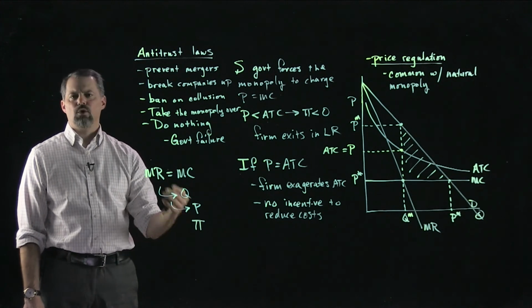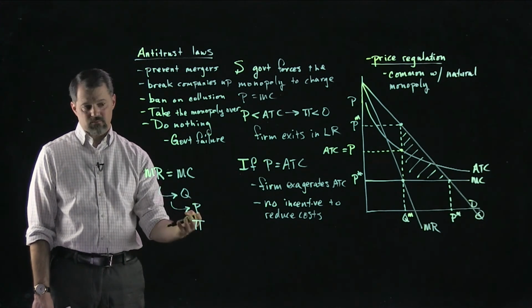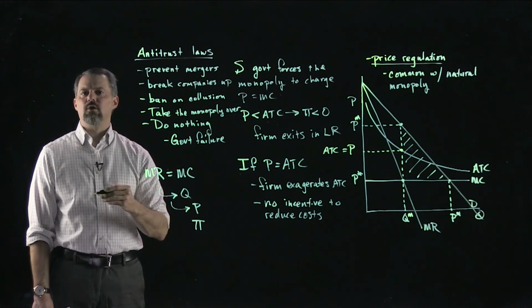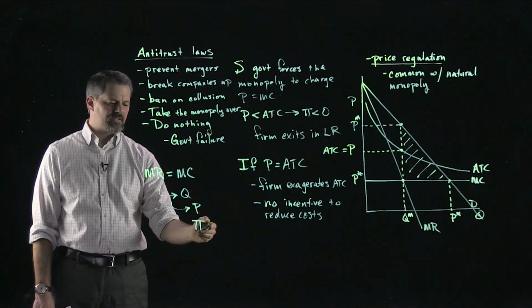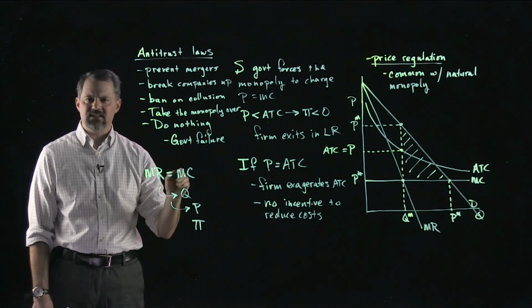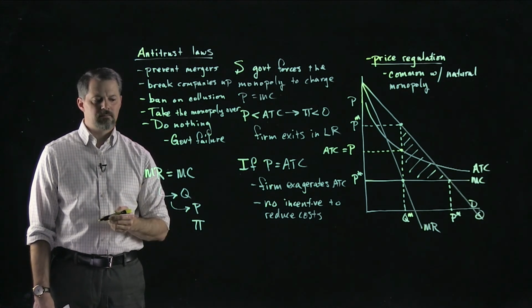You would never need to worry about how many firms there are in the market because there's only one firm in a monopoly. And we don't need to worry about the difference between the short run and the long run, because if a monopoly makes a positive profit in the short run, they can continue to make that profit in the long run because there's no entry.